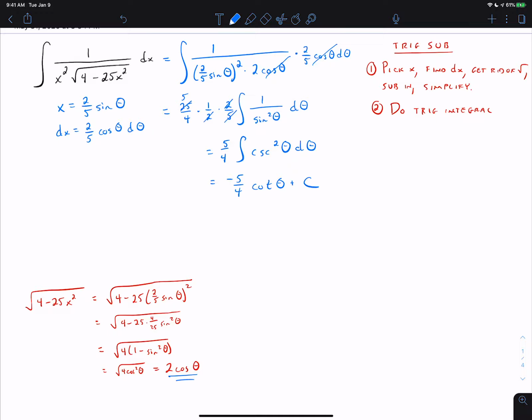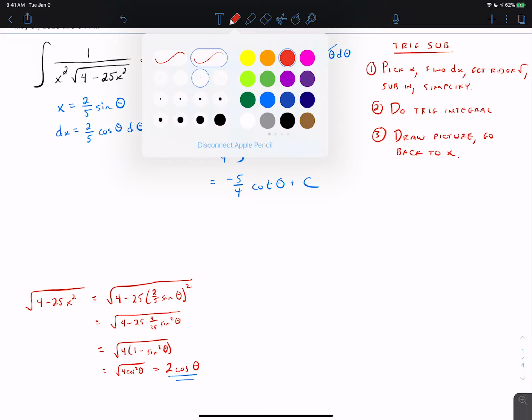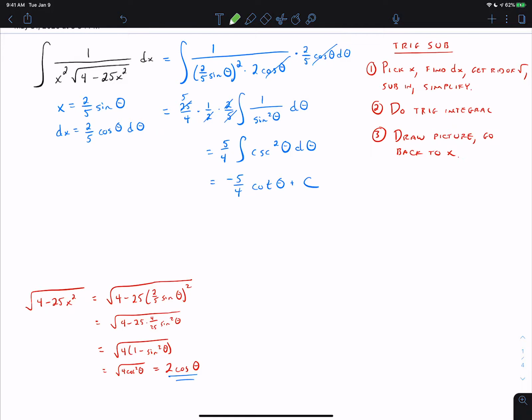Okay, the problem with this answer, so we've actually done an integral now, is we completely made up theta, and so we now need to somehow go back to x. So step 3, we're going to actually draw a picture in order to do that, and we're going to go back to x. And so what we're going to do to draw the picture, and we'll do this in green to kind of keep the steps separate, so step 3 is going to be in green.